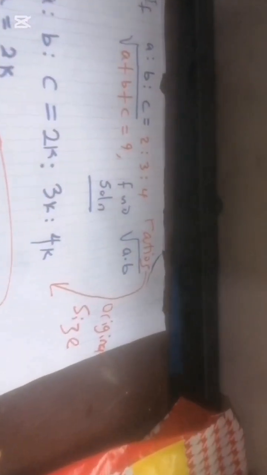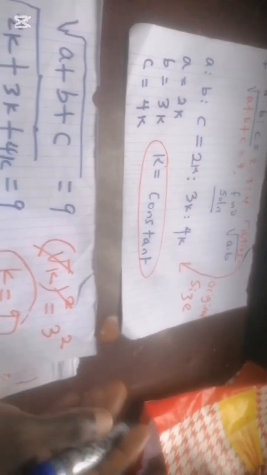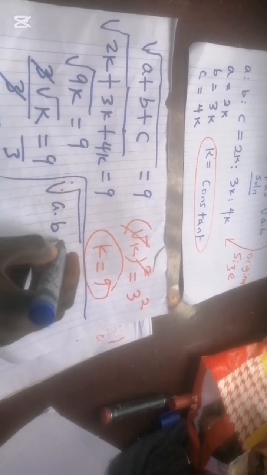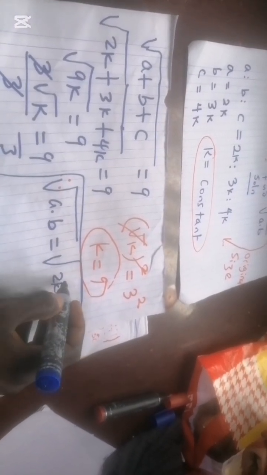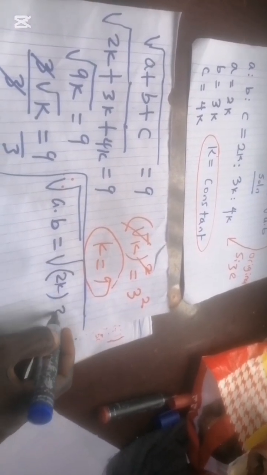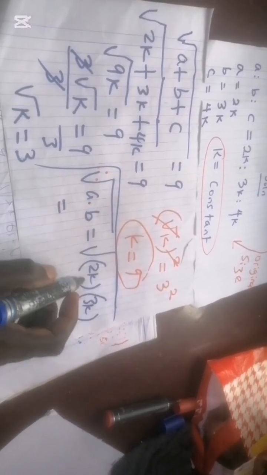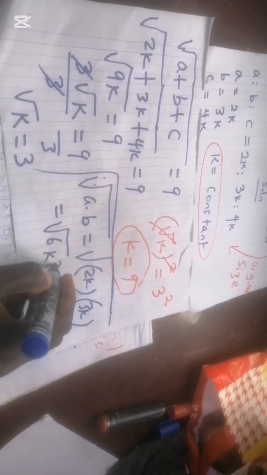The original question says, evaluate root of A times B. So now, I will just say, okay, original question, root of A times B. Do you remember the original size of A? 2K. So write 2K here. What about the original size of B? 3K. Okay, that's good. Remember, original size, not ratio. So what is 2 times 3? That's 6. So I'm having 6K square.